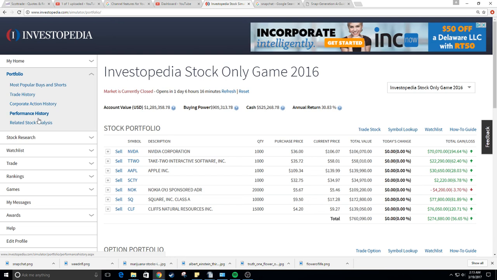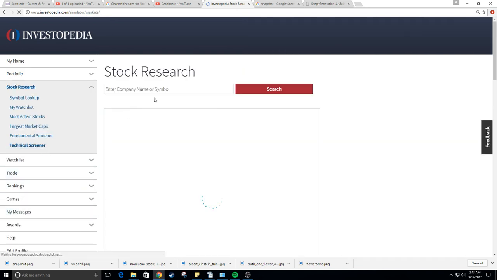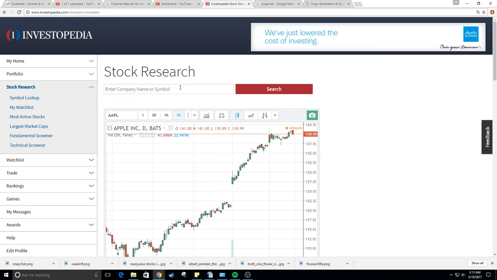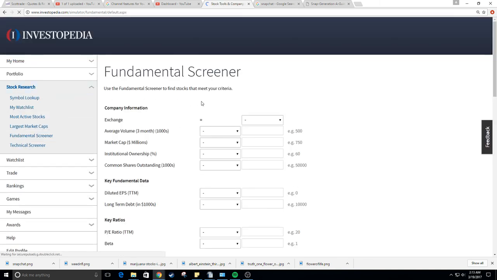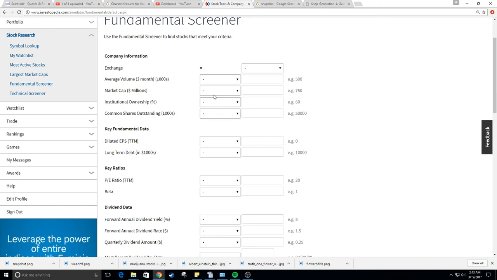What else can we do here? You can do a lot of research. You can also do this in Scott Trade, but they have research tools, symbol lookups. You have fundamental screeners. So basically, like we were seeing in other videos, you can look through here and type in values. So if you want to make sure companies are making a certain, positive amount of money, you can type all that information here, and it'll spit out a set of stocks that fit your search criteria.